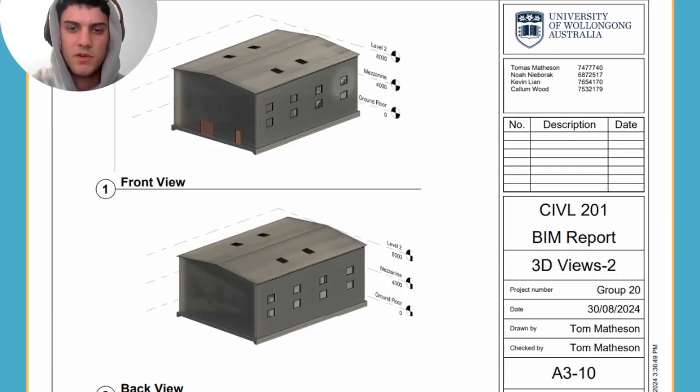A 3D view of the building shows the 24mm span deck sheeting as the walls and the 40mm clip lock sheeting roof.